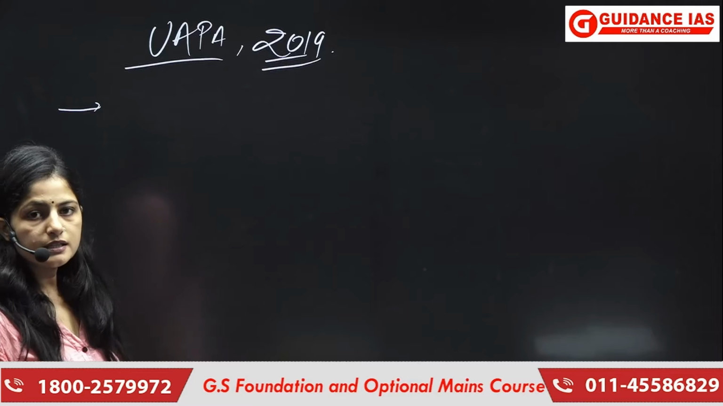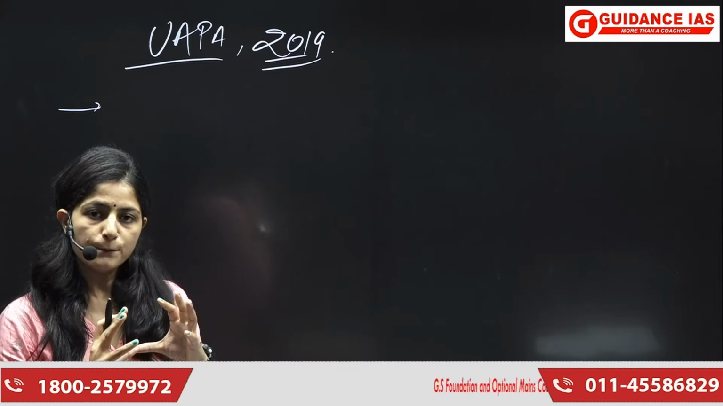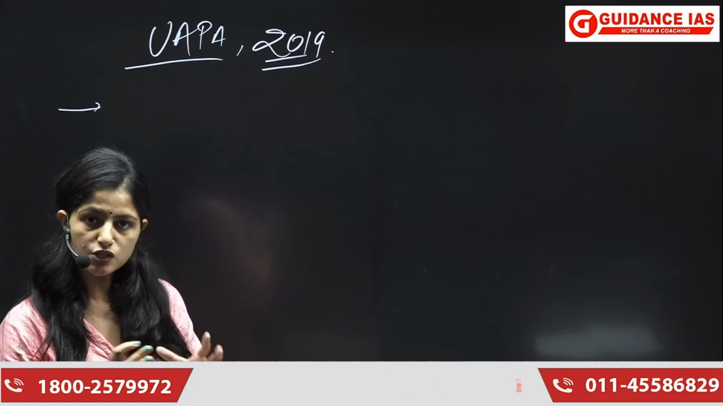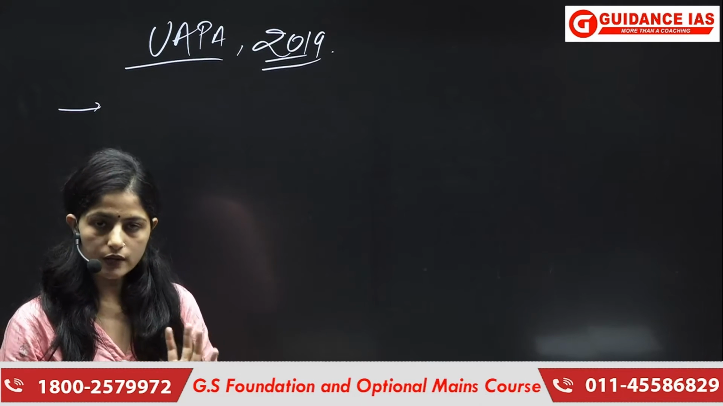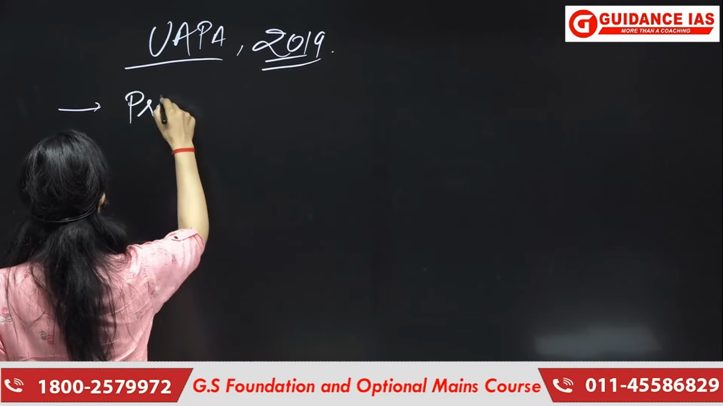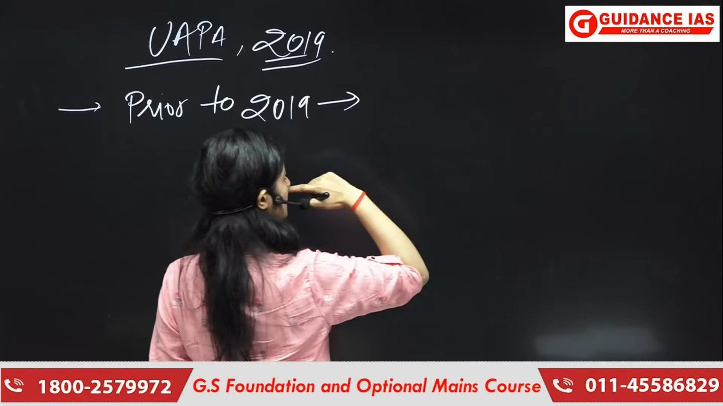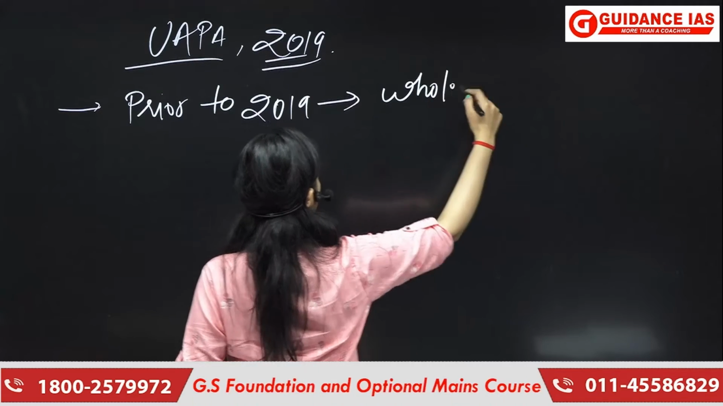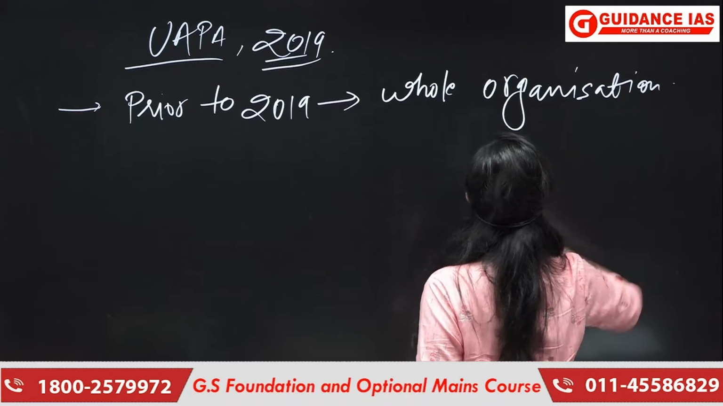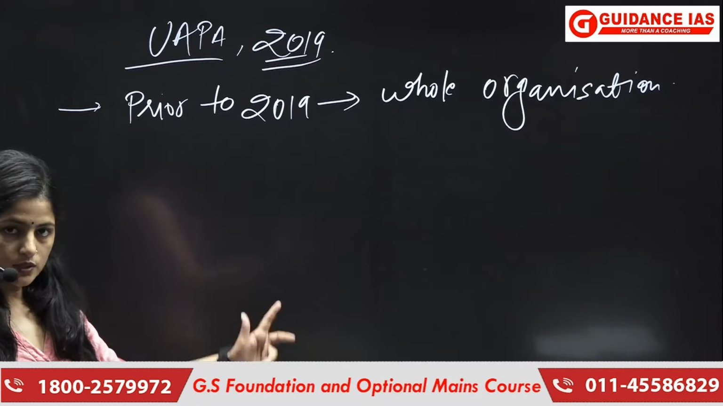Initially, before 2019, we used to ban the entire organization, or put the entire organization under the UAPA Act, or we used to charge the entire organization. पूरे organization को हम UAPA के अंडर charge करते थे. So prior to this amendment of 2019, it used to be about the whole organization. There are many terrorist organizations we know. So the whole organization was charged before the 2019 amendment.